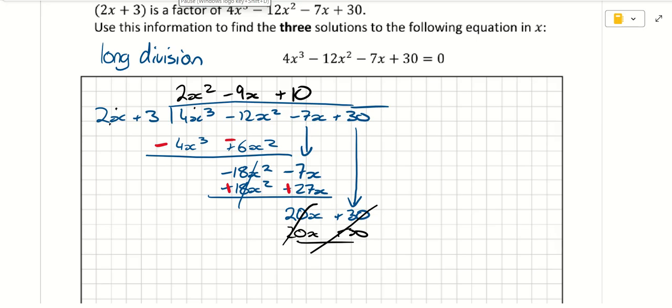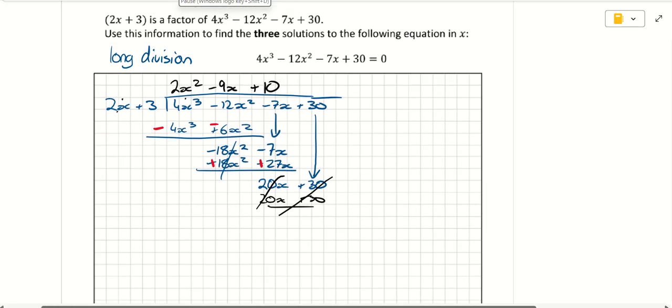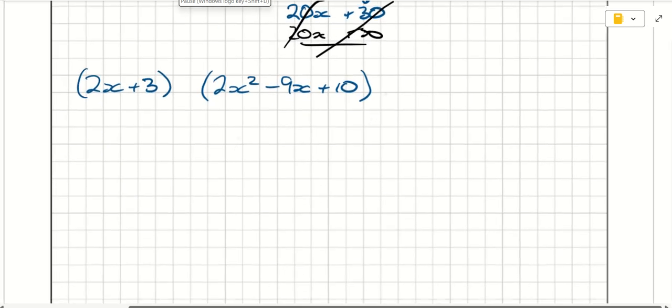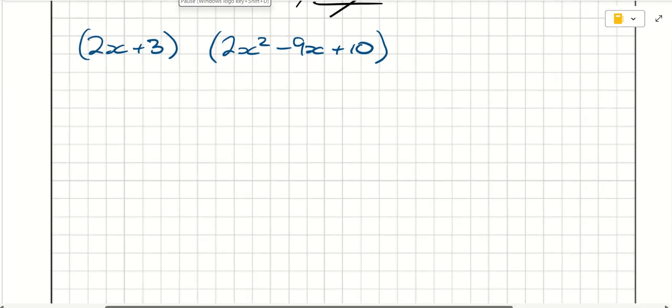So that is a good job. We have got this right. Now, what we have got is 2x plus 3 times 2x squared minus 9x plus 10. Again, we want this to be 2 brackets, so that means we're going to have to factorize using our guide number. Our guide number is 2 times 10, which is 20.